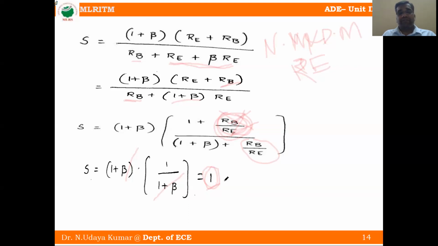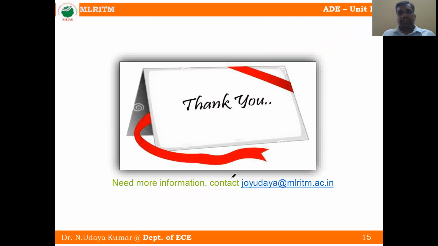So the stability factor for a voltage divider bias, also called collector bias, compared to other biasing techniques like fixed bias and collector to base bias, makes this circuit most commonly used. Why? It is independent of temperature and independent of transistor parameters. That's why it is more preferable for amplifying any signal. Stability factor close to 1 means it is good. Okay, if you have any doubt.